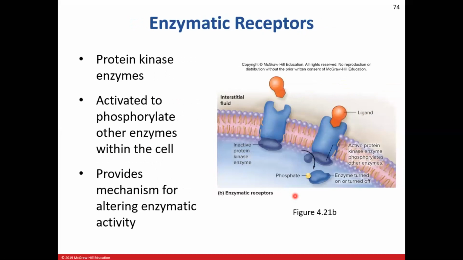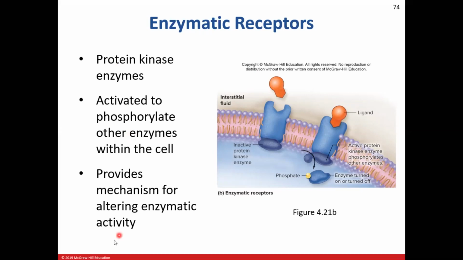Our next one is an enzymatic receptor. Now, enzymatic receptors, in this case, we have kind of a protein kinase enzyme. So you'll notice that we have the protein here, or the enzyme here. You'll notice that here comes the ligand. It's going to bind to this particular protein kinase enzyme, this particular protein. And you'll notice that here we have this enzyme actually change shape. So it's activated to phosphorylate other enzymes within the cell. And it provides this mechanism for altering enzymatic activity.